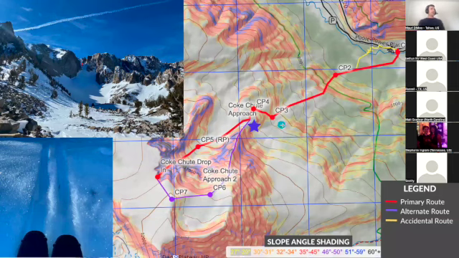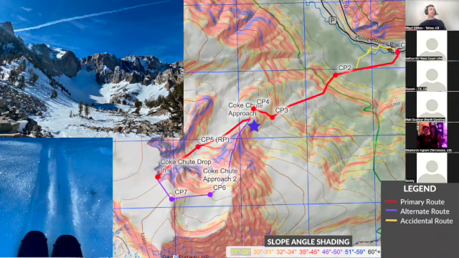Okay, so on Mount Dana, last January, I intended to go up there and do a route called Coke Chute, and ski that route with a friend of mine. For this day, we had built this route plan that you see on the screen before we ever left home.